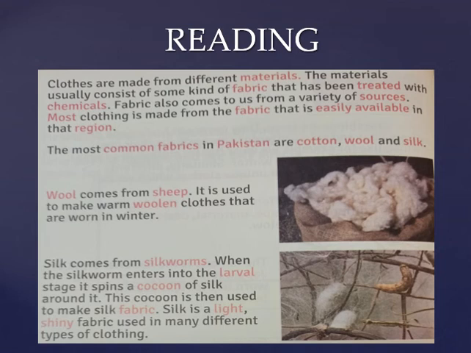Silk comes from silkworm. When the silkworm enters into the larva stage, it spins a cocoon of silk around it. So basically it's an insect which produces silk. This cocoon is then used to make silk fabric. Silk is a light shiny fabric used in many different types of clothing.